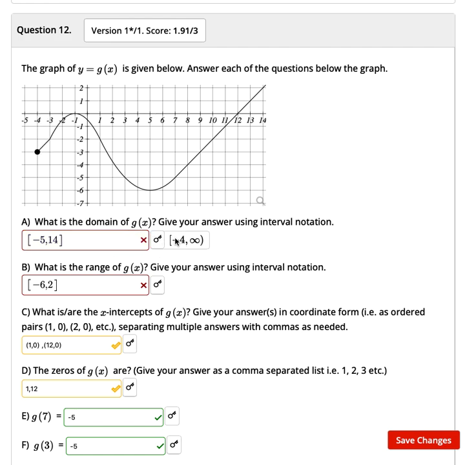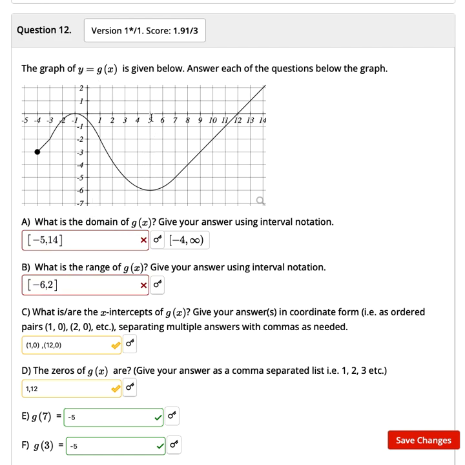Let me just pull that up so you can see it. Again, the -4 right there is going to have a bracket because of the solid dot. Infinity, always a parenthesis because you can't get there. So then next up we got range. The range is going to be from the lowest point on the graph to the highest point on the graph. So we're always writing these from small to large. So in terms of domain, it goes left to right. In terms of range, it goes from low to high.